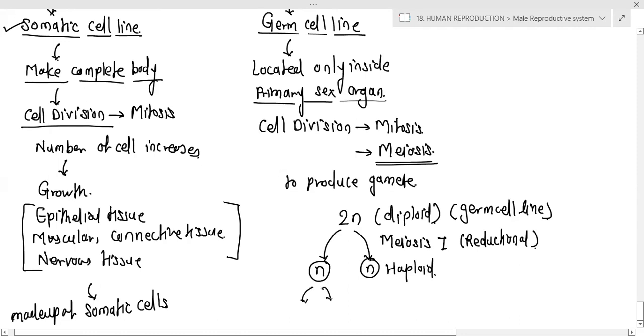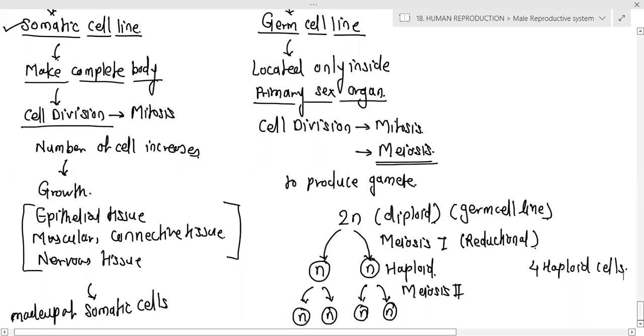Then meiosis 1 is followed by meiosis 2. Meiosis 2, again N. So ultimately at the end of meiosis, we get four cells. Better to say, we get four haploid cells. Four haploid cells. Understand it? We get four haploid cells. Fine. That is important. Clear about it?